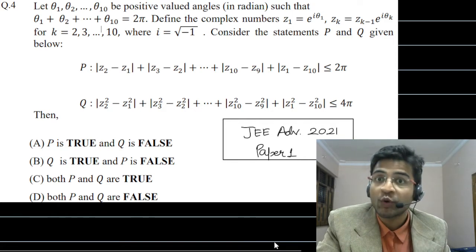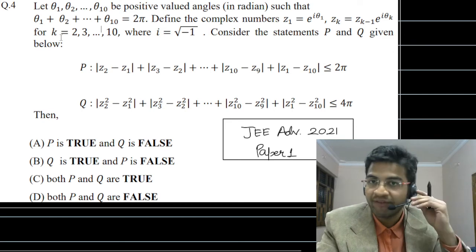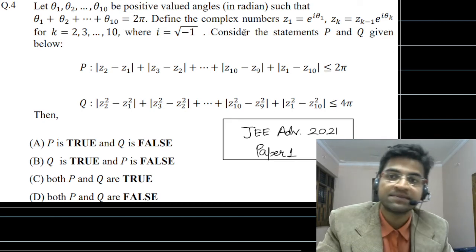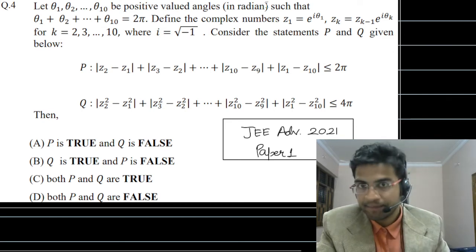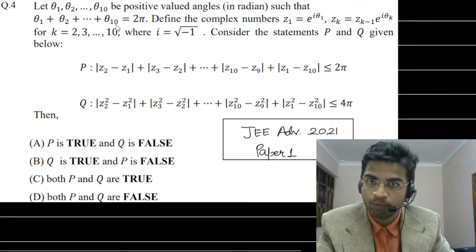In this video, we are going to discuss JEE Advanced 2021 Paper 1 question number 4. So we have in this question 10 different angles and they are positive valued angles in radians such that their sum is equal to 2 pi. It is given their sum is equal to 2 pi, fine.